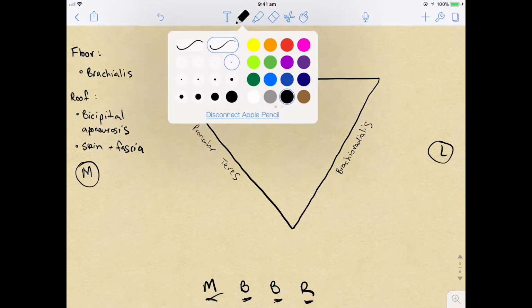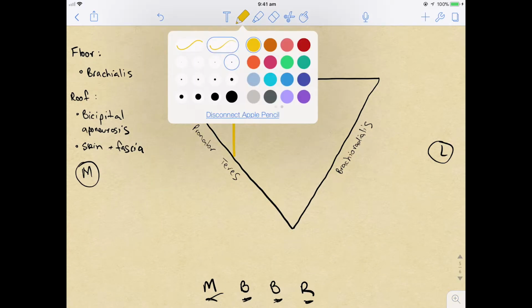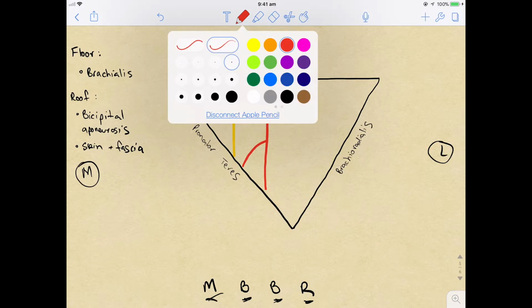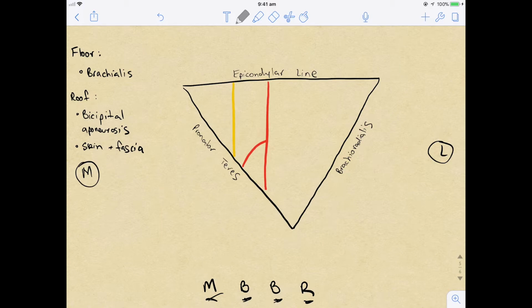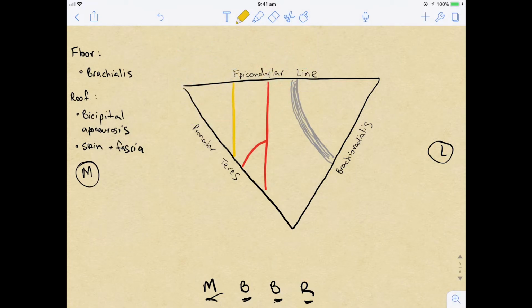So let's draw those in. The median nerve is our M. Let's draw in the brachial artery. Brachial artery, and it gives off a branch. Like that. Now let's draw in the biceps tendon. Draw some lines so that it looks tendinous. And another nerve, the radial nerve, most laterally there.